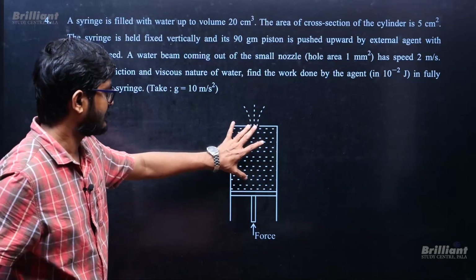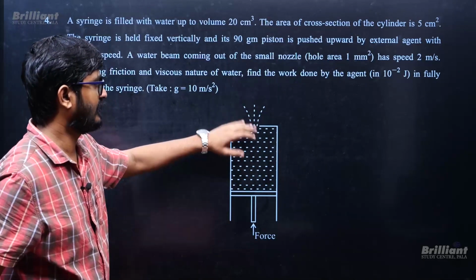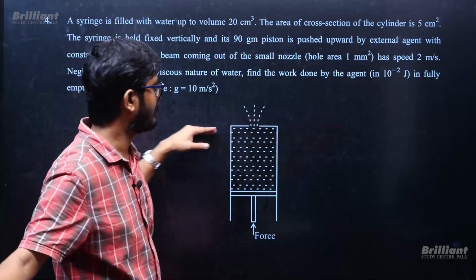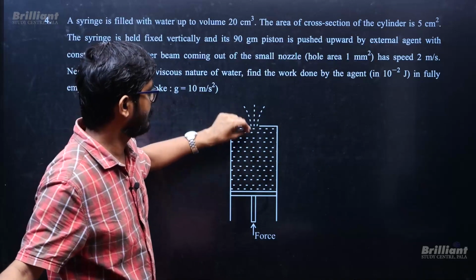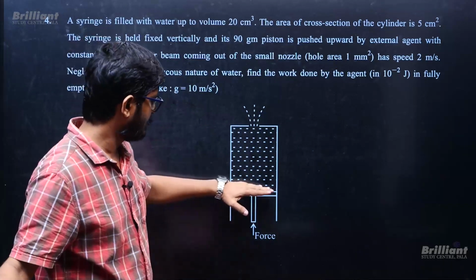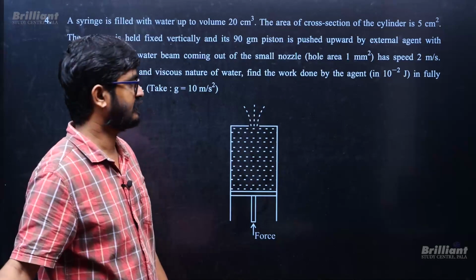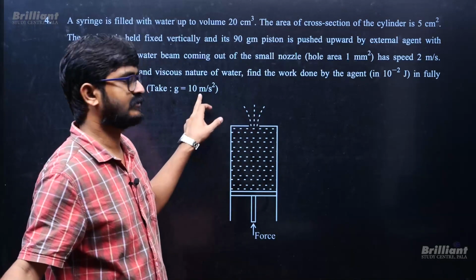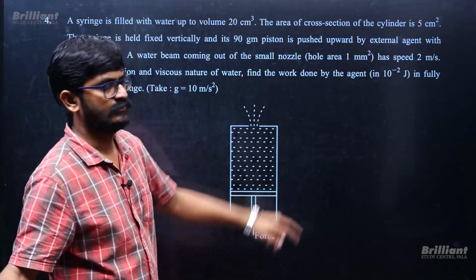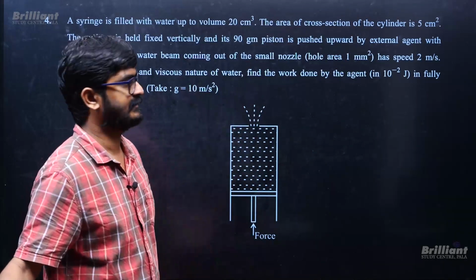What is happening? The water's center of mass is here, so water will be going out. If I assume water is spreading like this layer, then the center of mass is going here, so there is an increment in potential energy of the water. Now when the syringe goes here, there is an increment in potential energy of the syringe. Apart from that, whatever water is going out has speed too, so water will be having kinetic energy also.